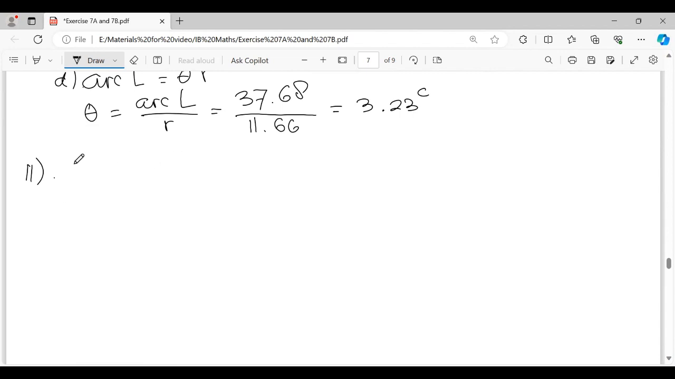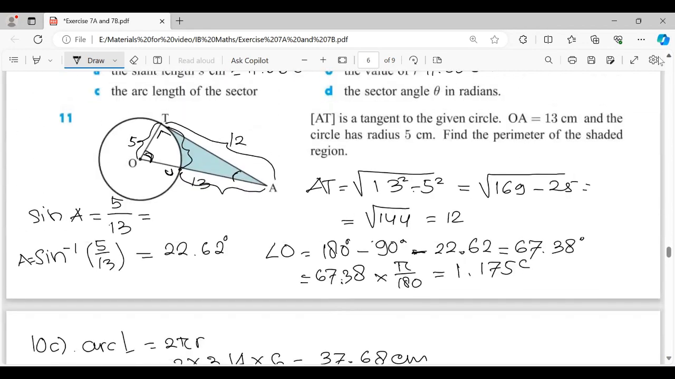Now we are going to find this one. Okay. This is T, this is U, and this is A. Okay. Arc length, this one. Because arc length, which one is arc length? This one. I'm going to show you. Wait. Duplicate this.